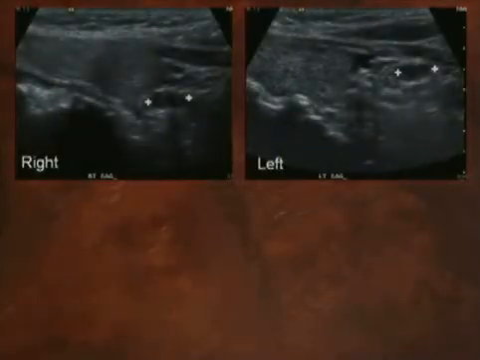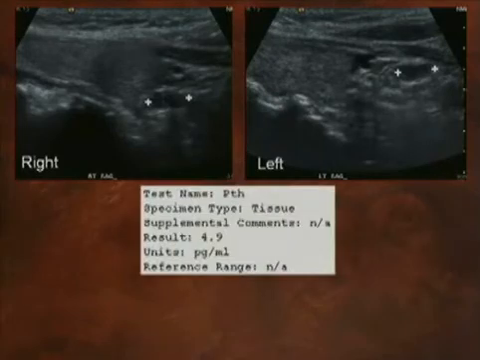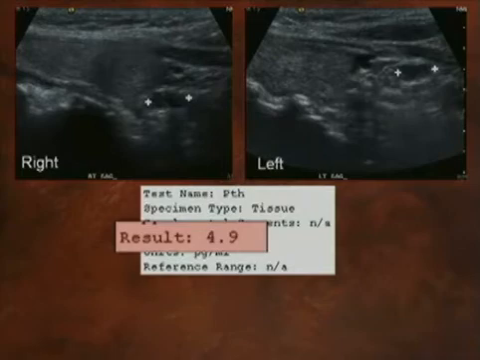Well, in this case, we decided to aspirate the nodules. The nodule on the right was relatively deep and would have been hard to get to. The nodule on the left was superficial and relatively easy to get to. So we aspirated the nodule on the left, and we sent the specimen for PTH assays. And you can see that the result of that assay was a PTH value of 4.9 picograms per milliliter. That's within the normal range, indicating that this nodule is not a parathyroid adenoma.